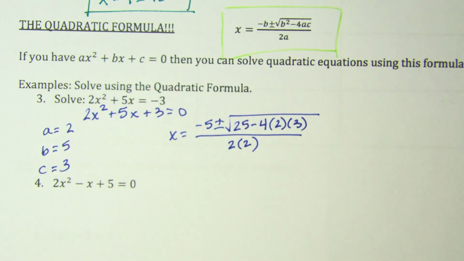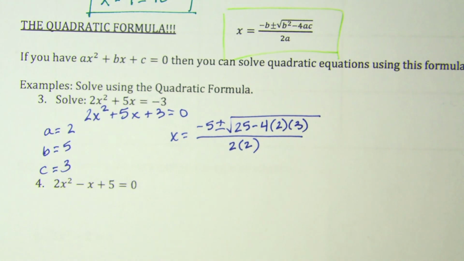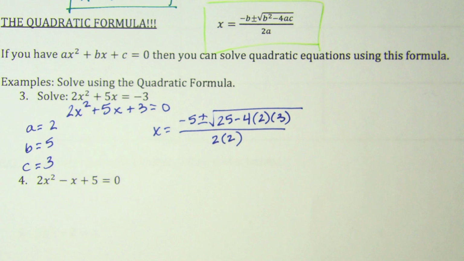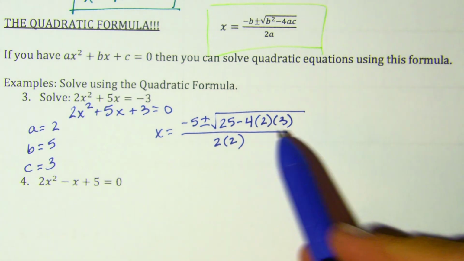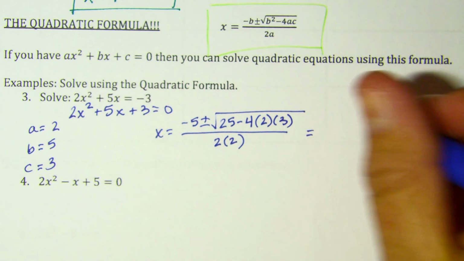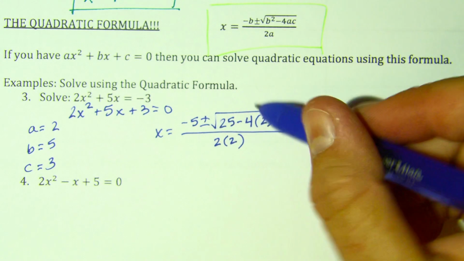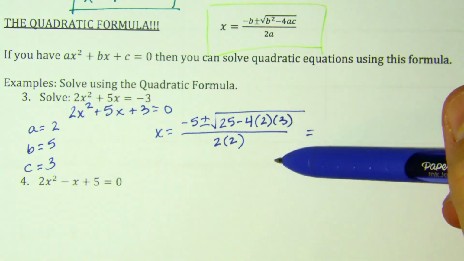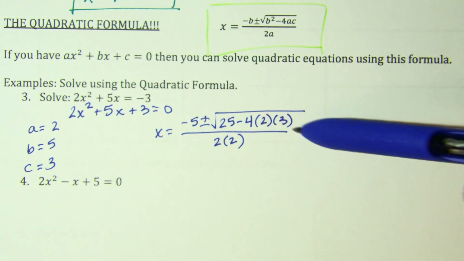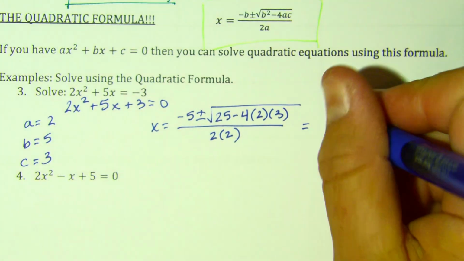But if I don't see any work, if I don't see you plugging in the numbers correctly to the right spots, it's really hard to give any partial credit because it's really just plugging in numbers. So in these types of problems, you want to give an exact answer, not just typing it into a calculator. Here we have negative 5 plus or minus, and then here we have 4 times 2 is 8. 8 times 3 is 24.